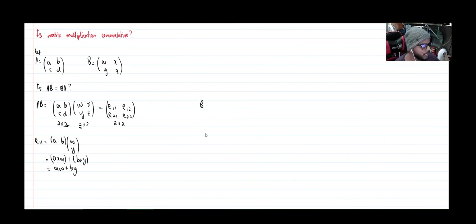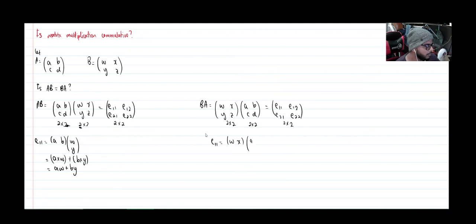Now I'm going to check BA. BA will be the matrix W, X, Y, Z, multiplied by A, B, C, D. Again, this is a 2 by 2, this is a 2 by 2. They can be multiplied, and I will again get a 2 by 2 matrix. Again, I'm just going to calculate E11. This will be first row by first column. First by first, which will be W by A, plus second by second, which will be X by C. This is WA plus XC.